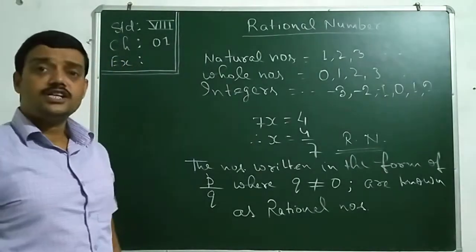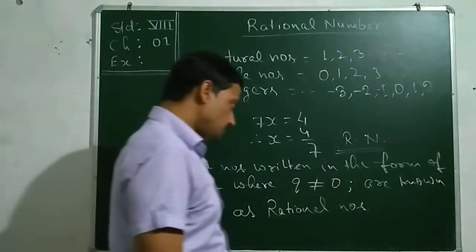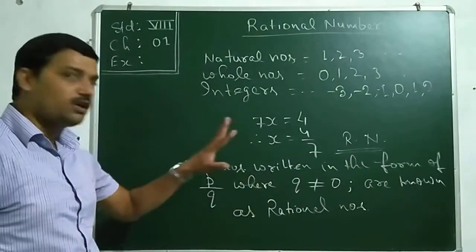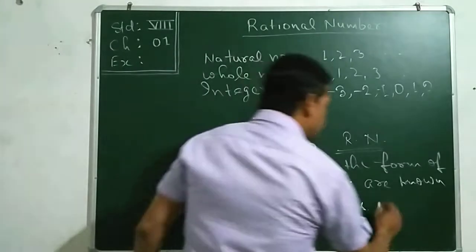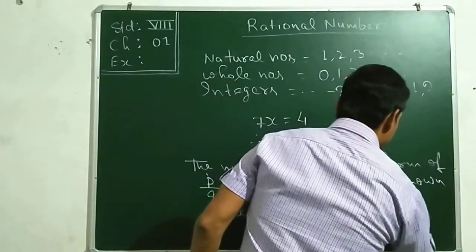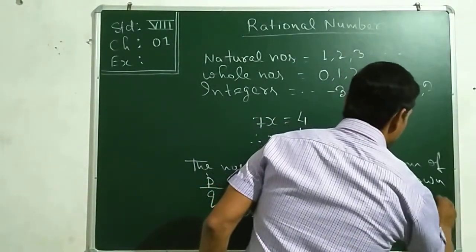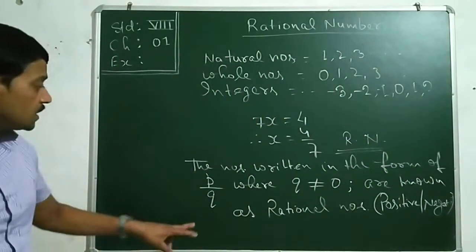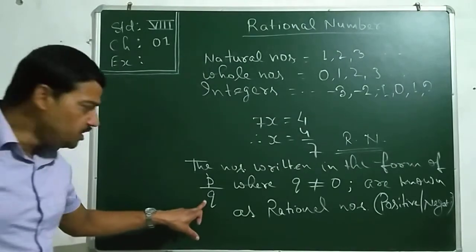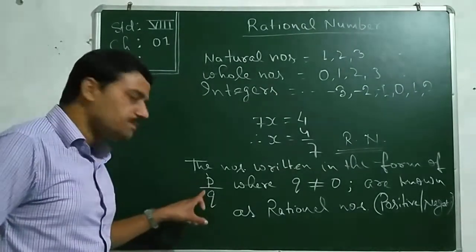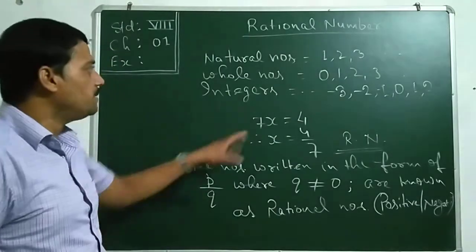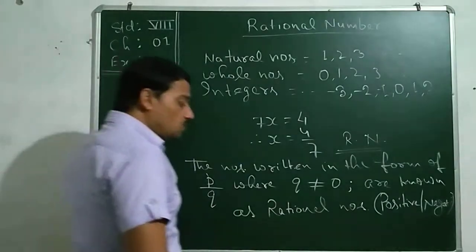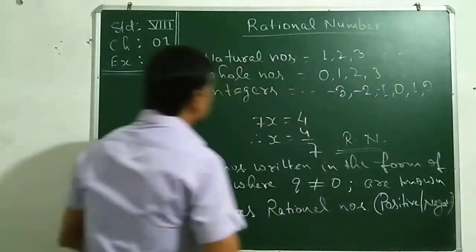Come to the properties of rational numbers. One thing more: rational numbers could be positive or negative. It does not matter, because I had already told you that P by Q, where Q is not equal to 0, I did not specify anything about P. P might be any digit. So, come to the properties of rational numbers.